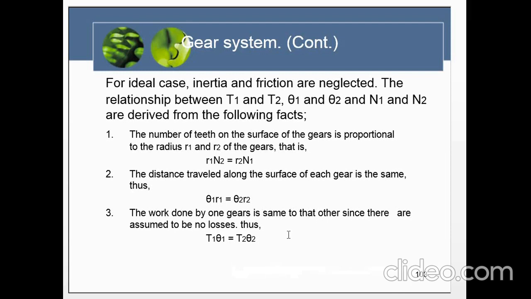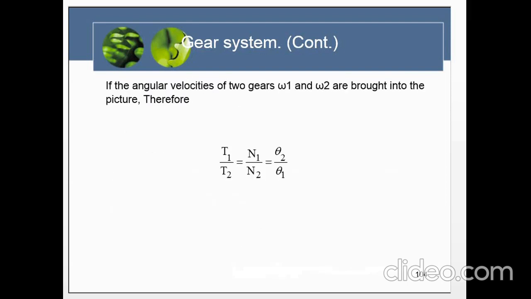Okay, the work done by one gear is the same as the other, since there is assumed to be no loss in this system. Therefore, T1 theta 1 equals T2 theta 2. If the angular velocities omega 1 and omega 2 are brought into the picture, then T1 per T2 equals N1 per N2 equals theta 2 per theta 1. Okay, that is the relationship.